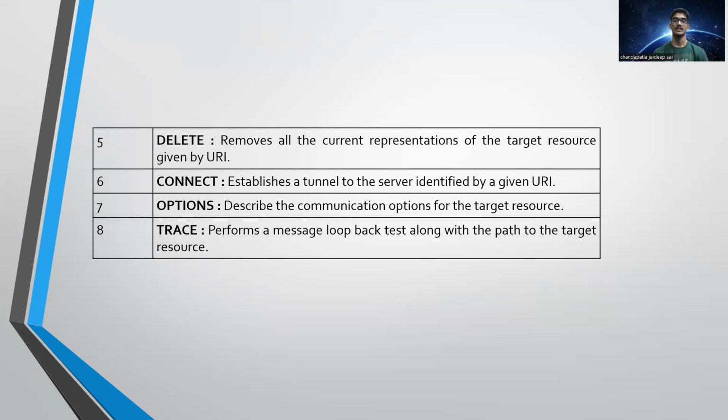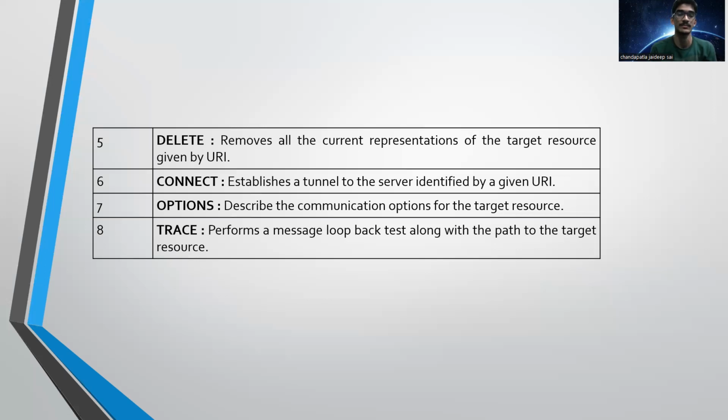So the next request method is CONNECT. CONNECT establishes a tunnel to the server identified by a given URI. The CONNECT method is used to establish a tunnel to the server identified by a given URI. The next method is OPTIONS, which is a request method used to describe the communication options for the target resource. This OPTIONS method is describing the communication options for the target resource.